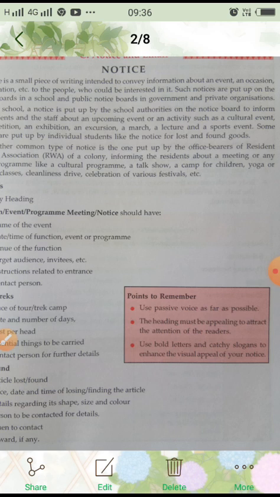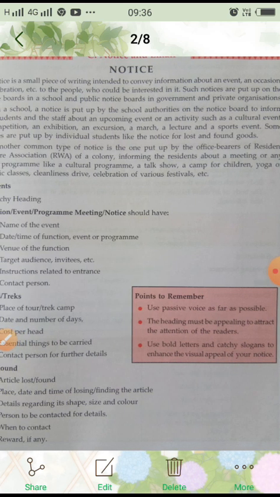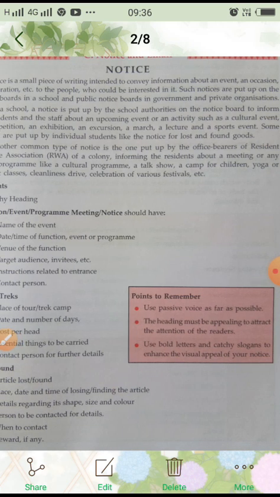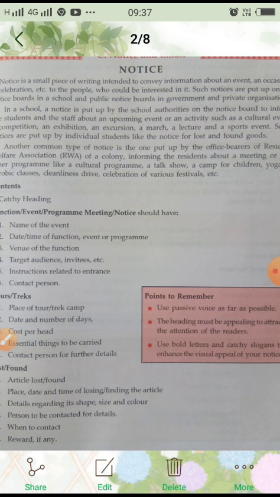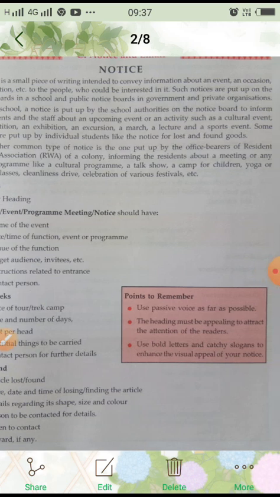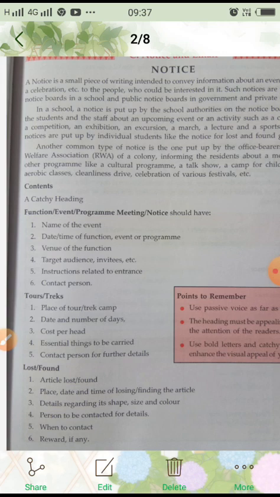And third point is given, use bold letters and catchy slogans to enhance the visual appeal of your notice, that is bold letters, that is the first line that you will write in notice writing, where you will write a very attractive heading. So that has to be written in bold letters, capital letters, and a catchy slogan to enhance, that is a very catchy slogan. Catchy means attractive, very appealing and attractive, and to the point slogans also could be used, so that whoever reads this notice may get attracted towards it.